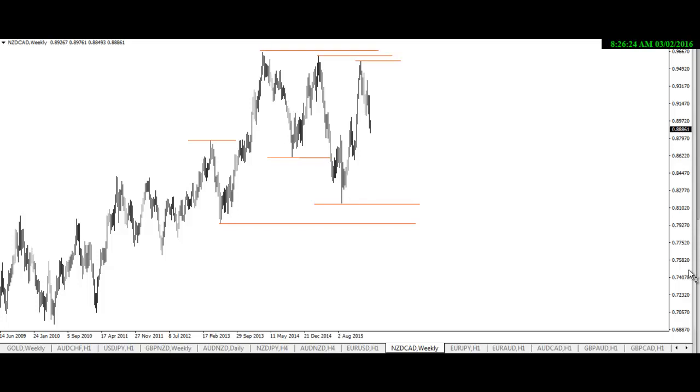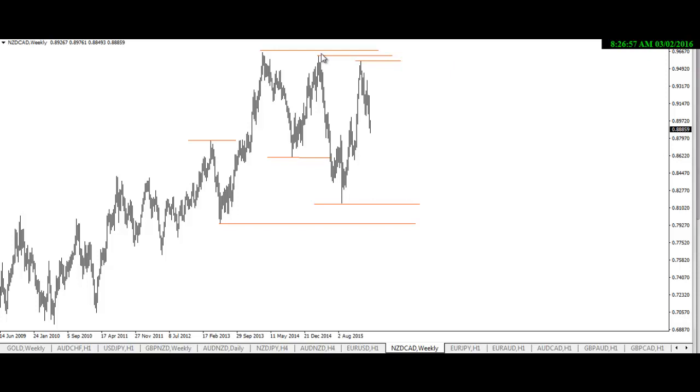I want to quickly discuss something with you, and that is going to be on the New Zealand Canadian dollar. That is the chart I have on my screen, the weekly chart of the New Zealand Canadian dollar. Looking at this chart, this is a naked chart with no indicators, nothing. It's just a naked chart where I pointed out the important levels, the closest important levels.